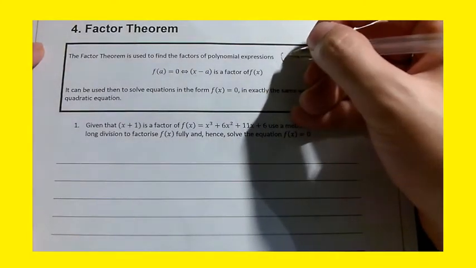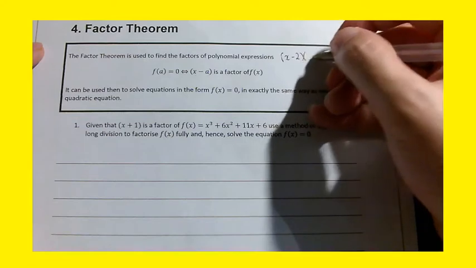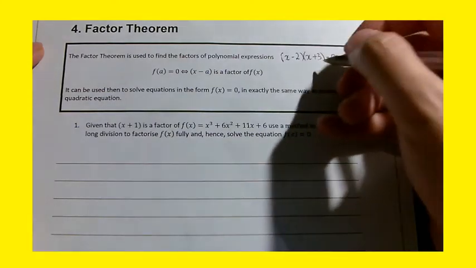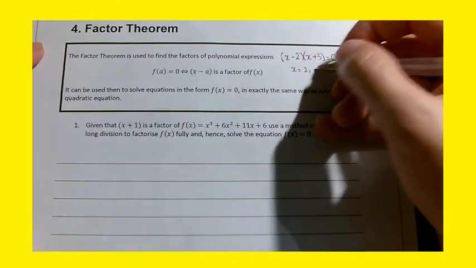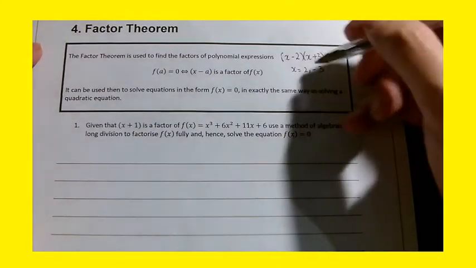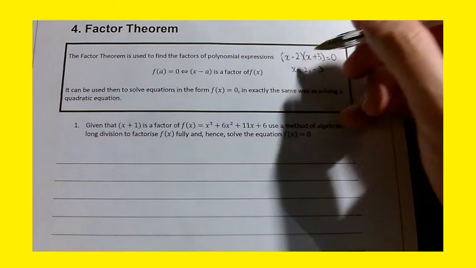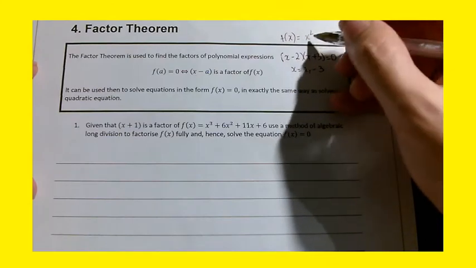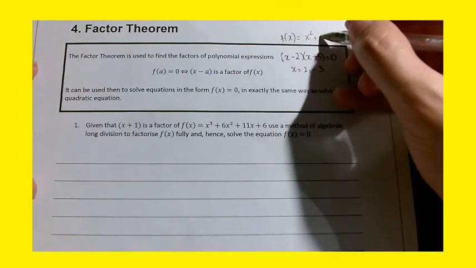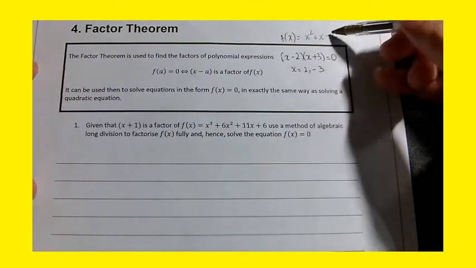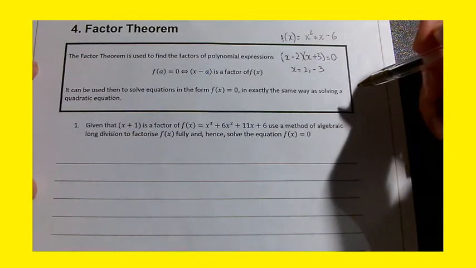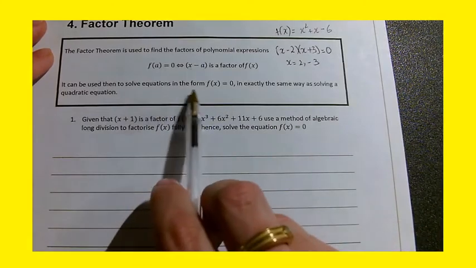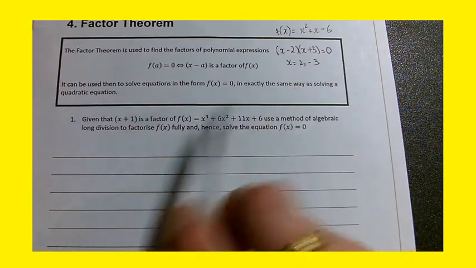If I think about a quadratic which has been factorized, let's say x minus 2, x plus 3, then we know that the solutions are x equals 2 and x equals minus 3. And they are such because when you substitute x equals 2 and x equals minus 3 into the original function, x squared plus x minus 6, that will make this function equal to 0. So we know this works. Again, it can be used to solve equations in the form f of x equals 0 in exactly the same way as solving a quadratic equation.